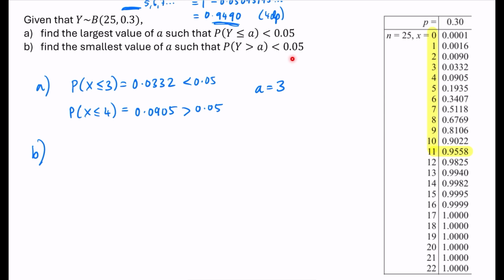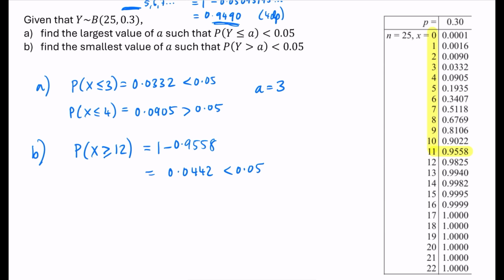which means that 12 or more will be the first one that goes below 0.05. So I'm going to write down the probability that x is greater than or equal to 12 has got to be 1 minus 0.9558 from the way that we read the tables. 1 minus 0.9558, which is 0.0442. That's obviously less than 0.05.